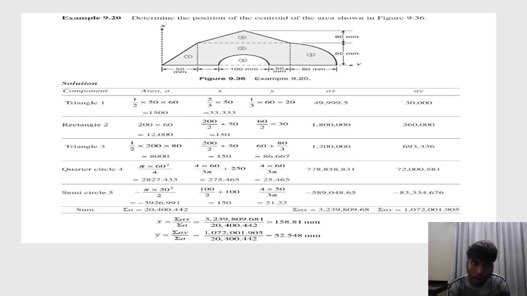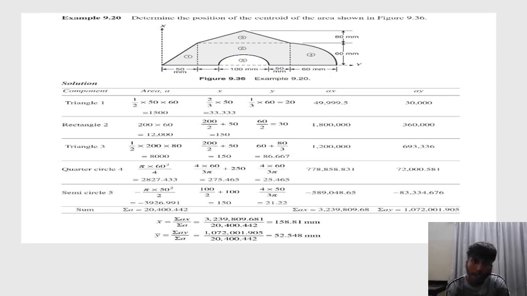And now the fourth one is a quarter circle, a circle only with a little tilt of 60. And the fifth one is a semicircle. We can clearly see that it is above 100 millimeter. This is a semicircle. Now let us compute. Let us find the solution. Now the component, area, x, y, ax, and ay: triangle and rectangle, quarter circle, semicircle, and circle.